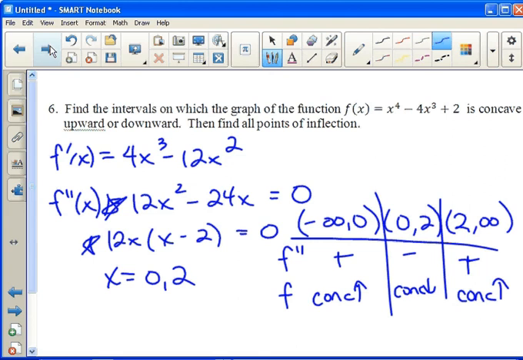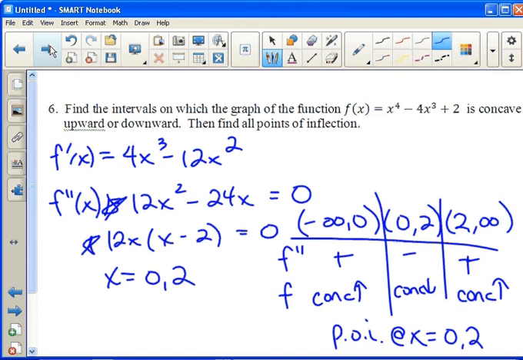And since the concavity does change at both 0 and 2, both of them are points of inflection. Please remember they are points of inflection, not points of interest. I know what your GPS tells you for POI, but this is calculus, so POI is points of inflection.